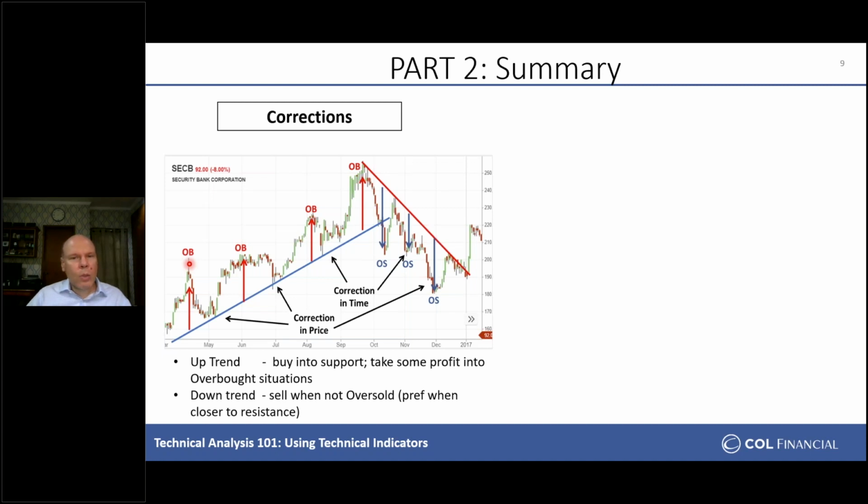We talked about two types of corrections. You could have a correction in price, in other words a pullback in the price, or a correction in time, which is more of a sideways pattern, similar to what you see over here. Markets can choose either one, it doesn't really matter, because the whole objective is to get out of the overbought condition, move prices back, or allow the market to rewind itself so it can regain energy and continue along the trend.